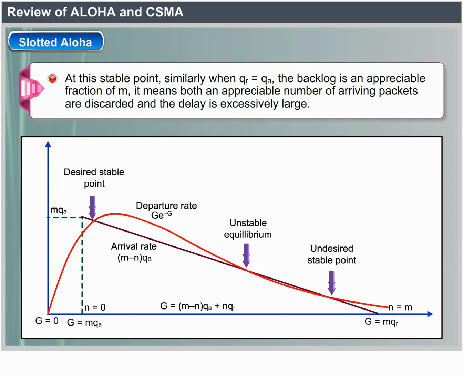At this stable point, and similarly when qr is equal to qa, the backlog is an appreciable fraction of m, and this means both that an appreciable number of arriving packets are discarded and that the delay is excessively large.